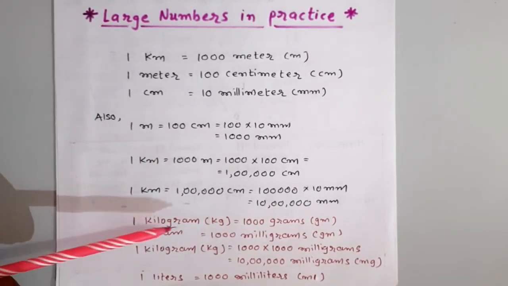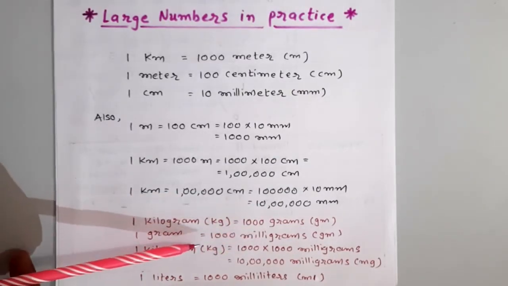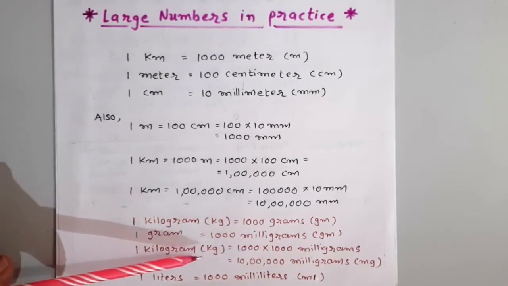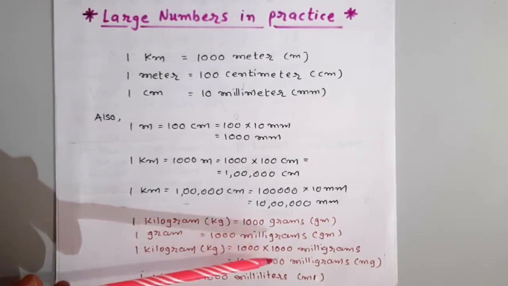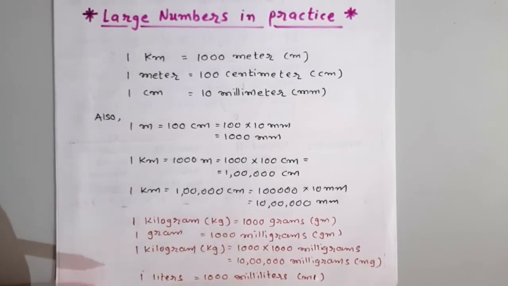In the same way 1 kilogram is equal to 1000 grams, 1 gram is equal to 1000 milligrams, and 1 kilogram is equal to 1000 into 1000 milligrams, so we can say that 1 kilogram is equal to 10 lakh milligrams, and 1 liter is equal to 1000 milliliters (ml).